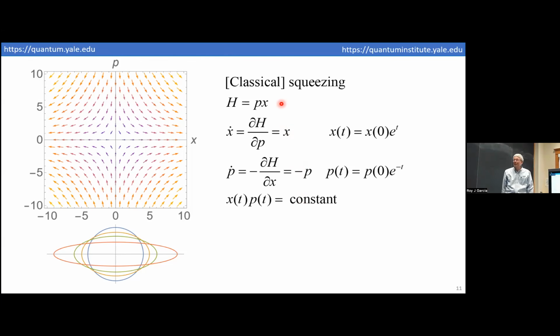That's the squeezing Hamiltonian, and it maps a circular region, which you could think of in the quantum case as the uncertainty blob, from a circle to an ellipse. Here the momentum is becoming more certain and the position less certain. If I change the sign here, then I get the other squeezing, where position gets squeezed and momentum is anti-squeezed.